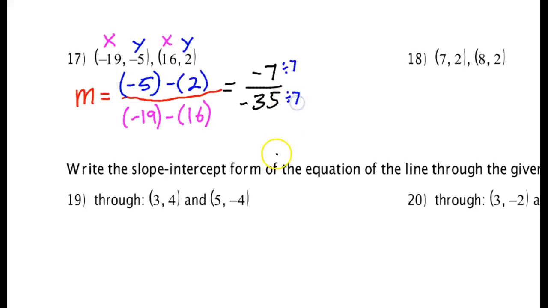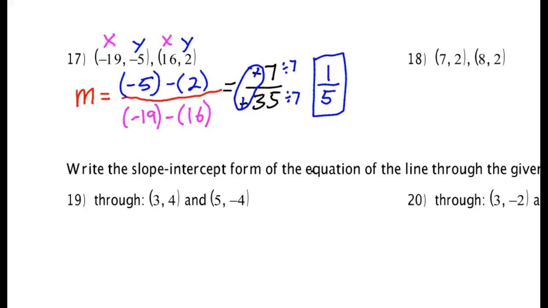Right. And notice how we have two negatives, top and bottom. So negative divided by negative, those cancel out. So we have 1 over 5. So the slope is 1/5 there. So on these, just looking at the directions, it says, just find the slope. So we found the slope, m equals 1/5, and we're done.